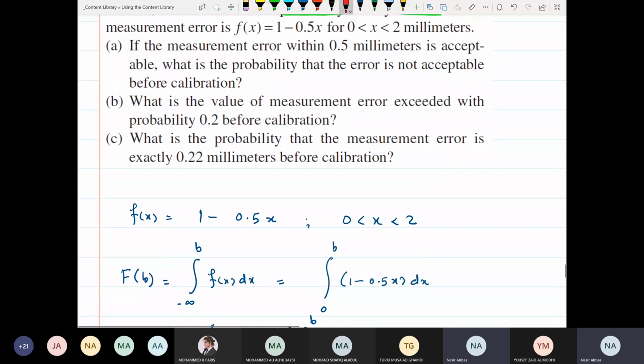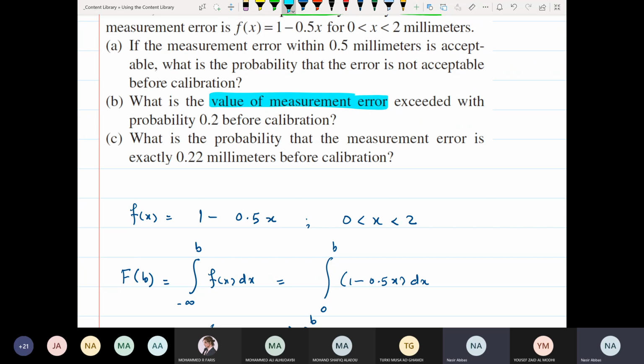Before I practice, I want you to again see this question, because for any question of percentile, it's not tough to find the percentile. It's tough to know from the question which percentile is required. Read part B and let me know which percentile is required here. What is the value of measurement error? That means what is the value of x that is exceeded with the probability 0.2?